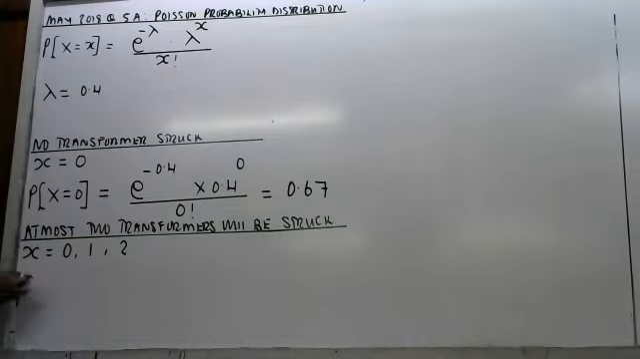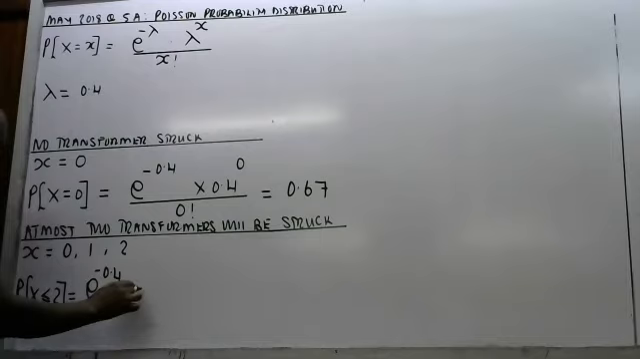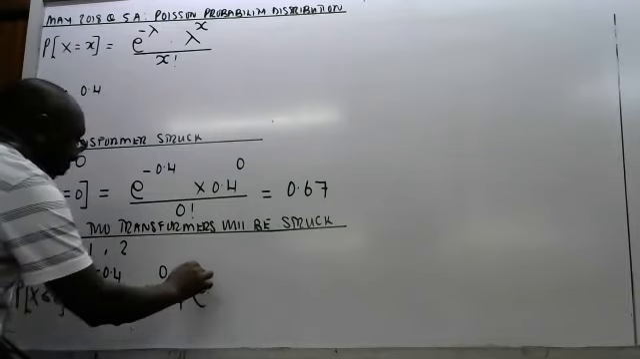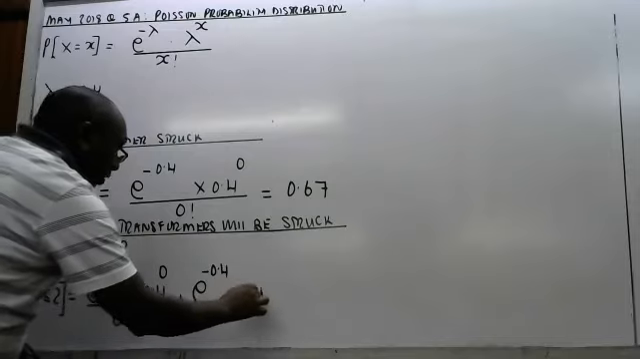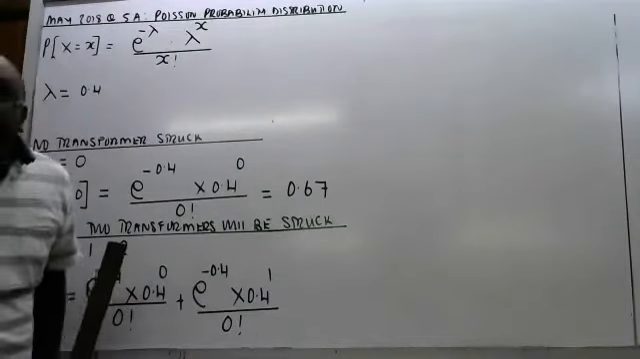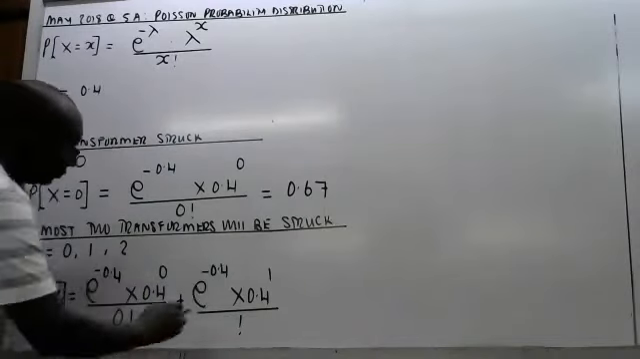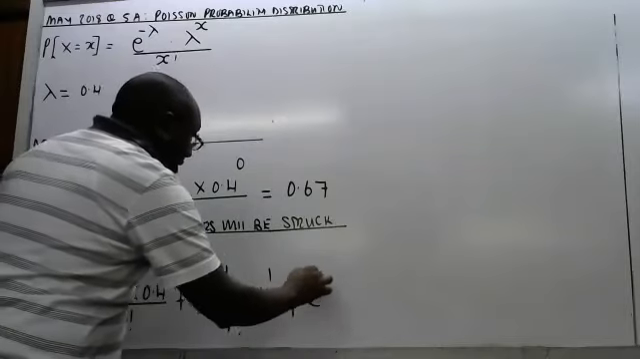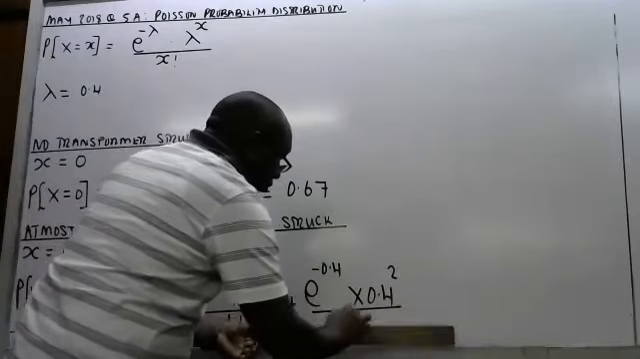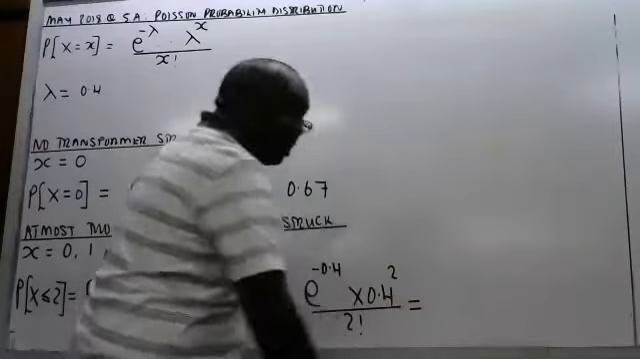So the probability of X being less than or equal to 2, that is at most, will be e raised to the power minus 0.4 times 0.4 raised to the power 0, divided by 0 factorial, plus e raised to the power minus 0.4 multiplied by 0.4 raised to power 1, divided by 1, plus e raised to power minus 0.4 times 0.4 raised to power 2, divided by 2 factorial. We get the answer.